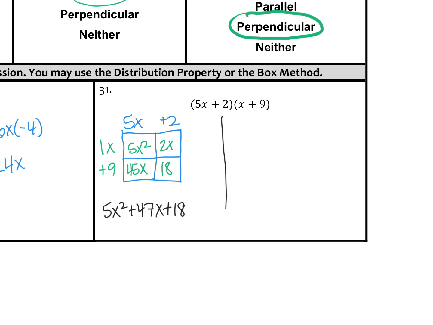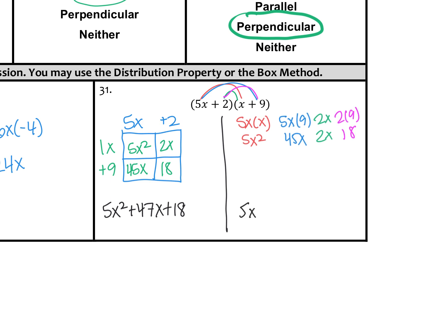Okay. The other way is a rainbow. So 5x times x would give us 5x squared. 5x times 9 would give us 45x. 2 times x would give us 2x. And then 2 times 9 would give us 18. Combining like terms again, we get the same thing. Pick your method, stick with it.